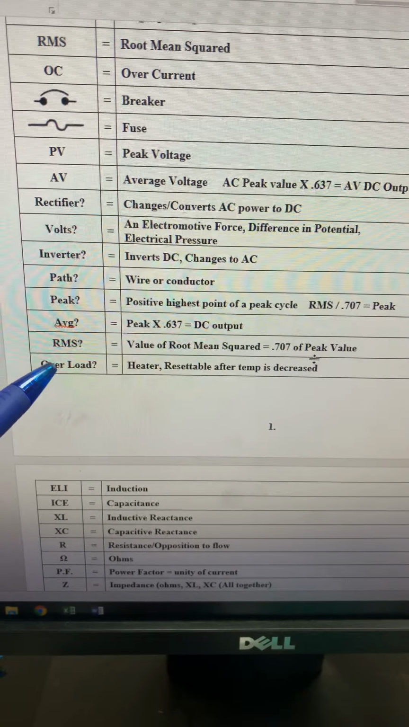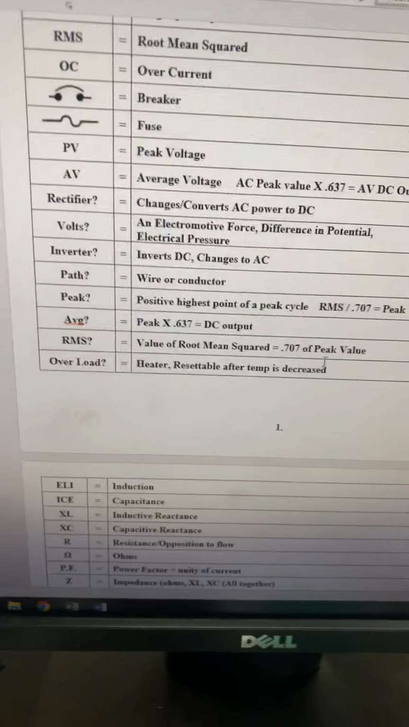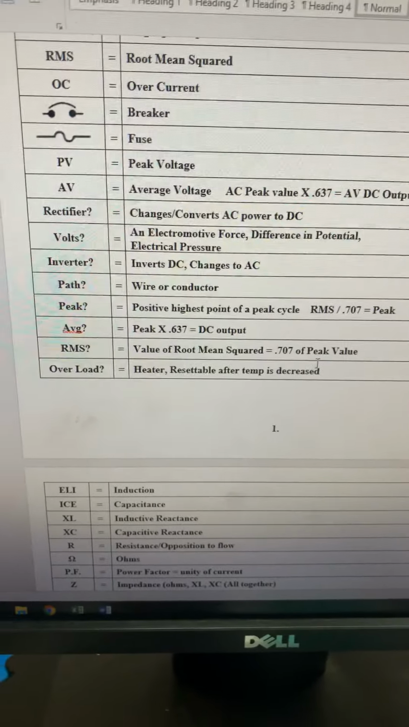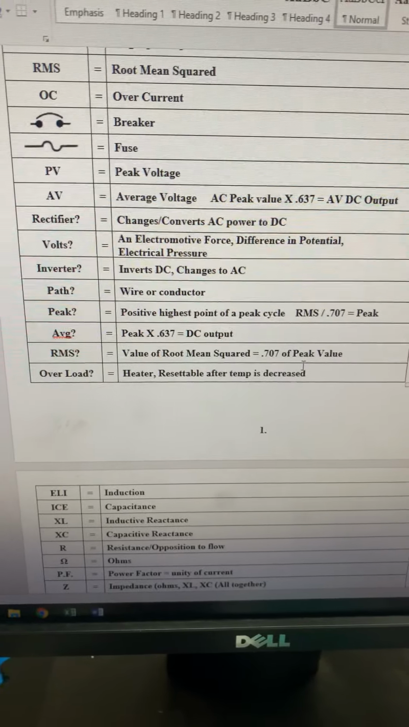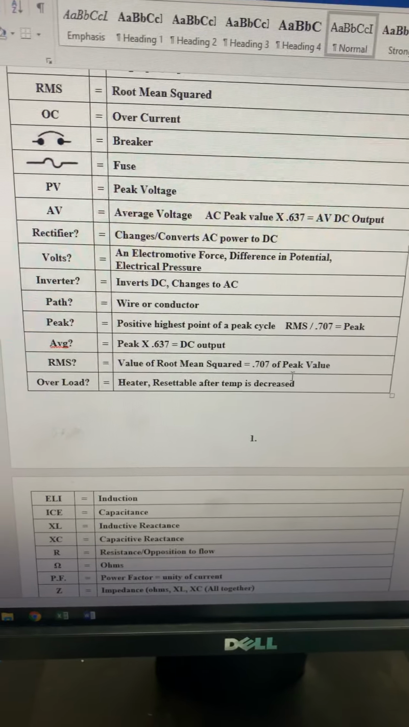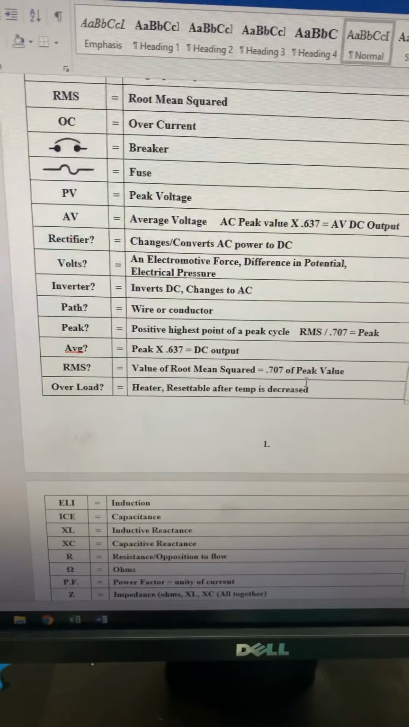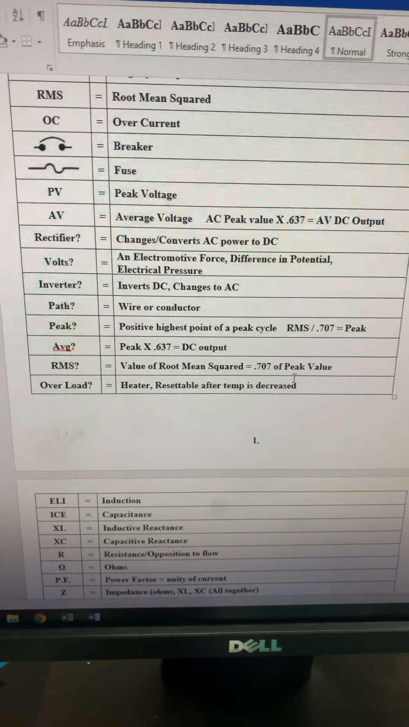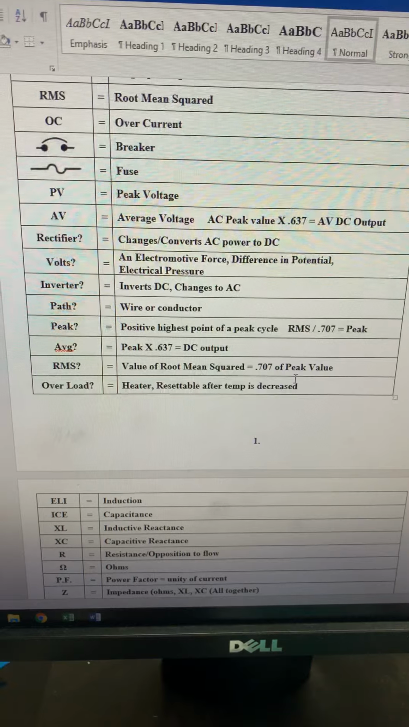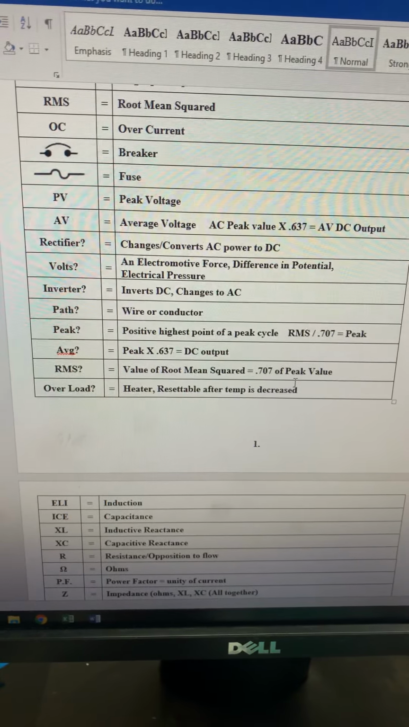Overload is a heater, resettable after temp is decreased. So what happens on an overload is it gets too hot, it kicks out, and you got to let it cool back down, and then you can press the overload and reset it. Most overloads are on motors. When the motor gets too hot due to a load or something, the heater will kick out. You wait a few minutes, you can reset it, and the motor will start back up.